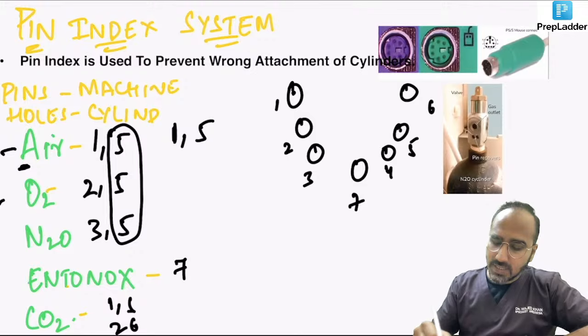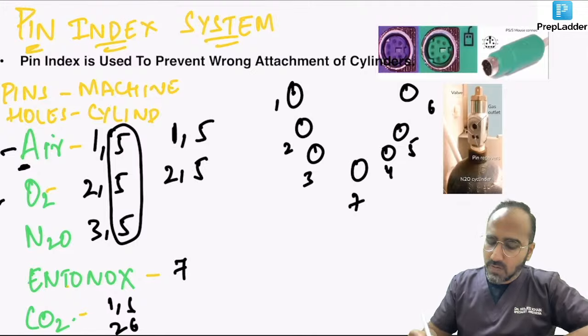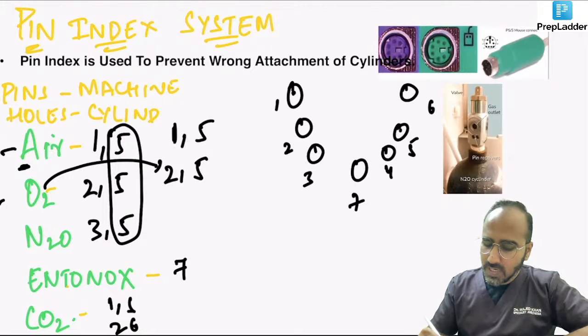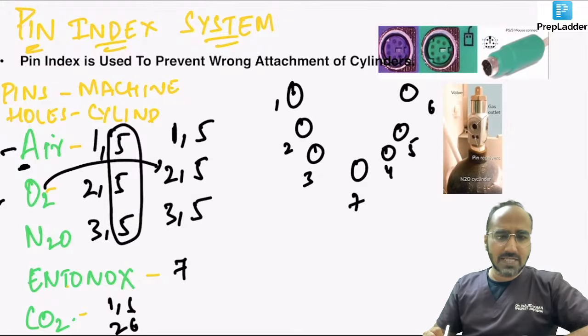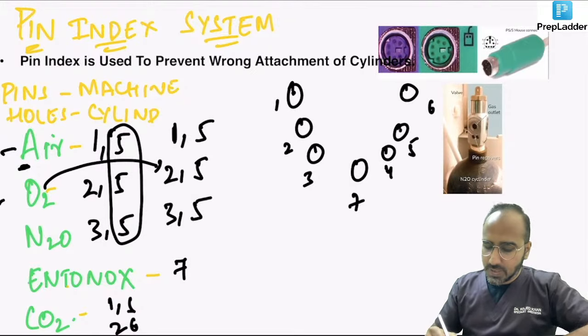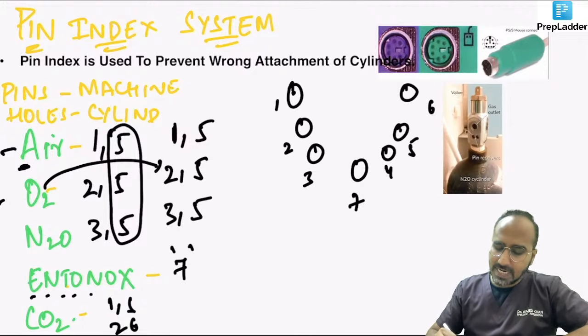Oxygen, when you write it, is O2. So it will be 2, 5. That is, O2, this 2 will come over here, 2, 5. Nitrous means what? 2 molecules of nitrogen and 1 molecule of oxygen. That is 3 molecules. So it will be 3, 5. Entonox is very simple. There are 7 alphabets in Entonox. E, N, T, O, N, O, X. So it is 7. So that is regarding the pin index system.